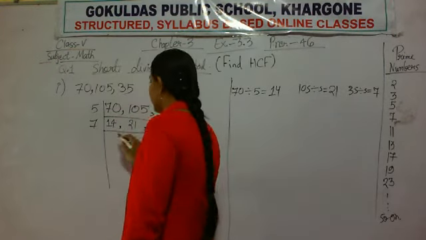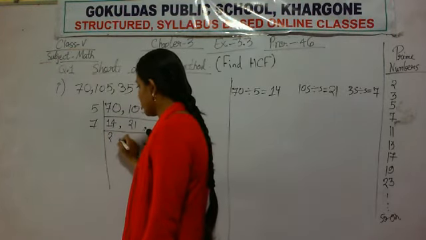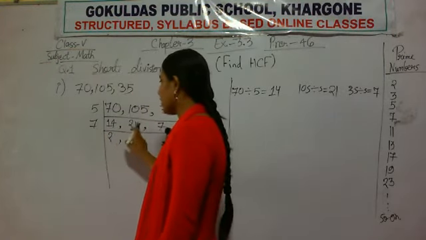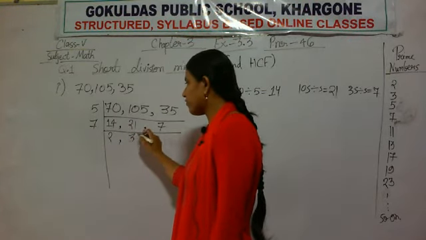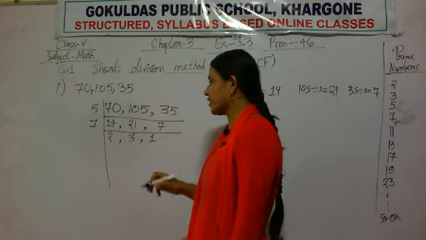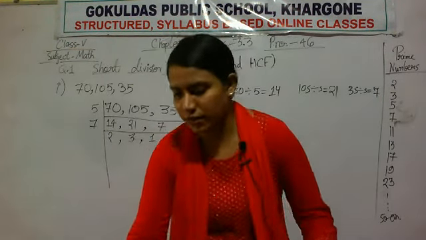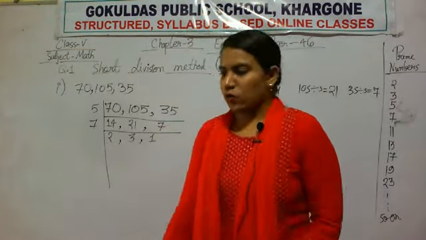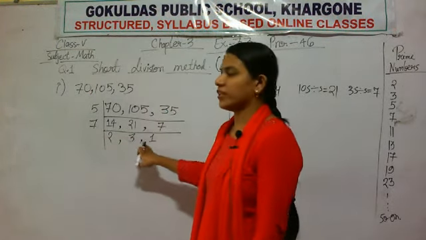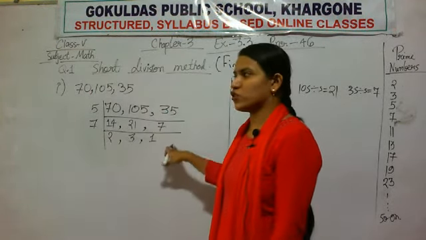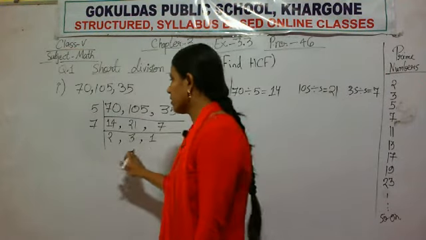So when we divide 14 by 7, our quotient is 2. When we divide 21 by 7, our quotient is 3. And when we divide 7 by 7, our quotient is 1. Right? Now, there is no common factor to divide 2 and 3 and 1. So, we will stop our division process over here.